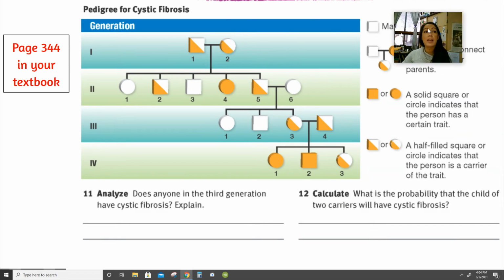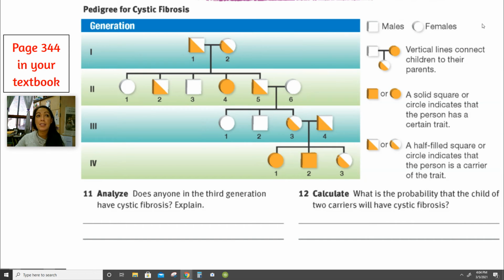So let's take a look at this pedigree. This is an example from your book on page 344. Again, we have our key here on the right that I just went over with you on the last slide. But this pedigree, like I said, looks a lot like a family tree because it is. This family tree shows four generations of people. We have person one and person two. Person one is male, person two is female, and they're both carriers of this disease.